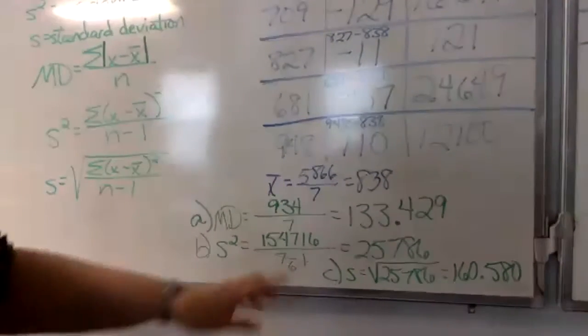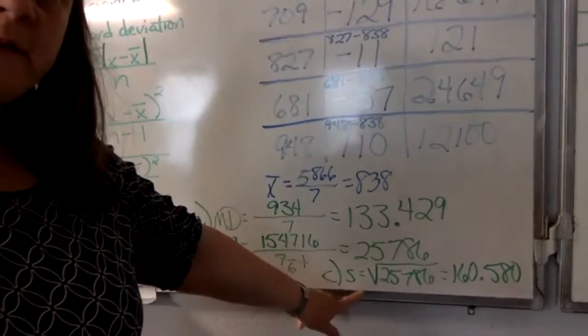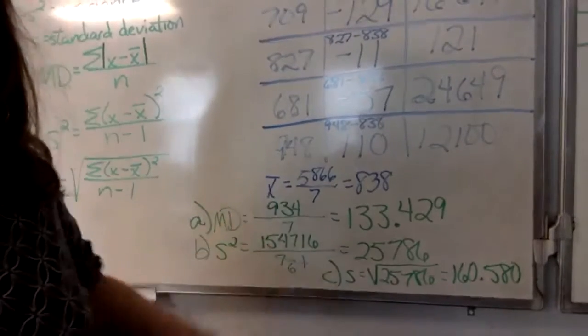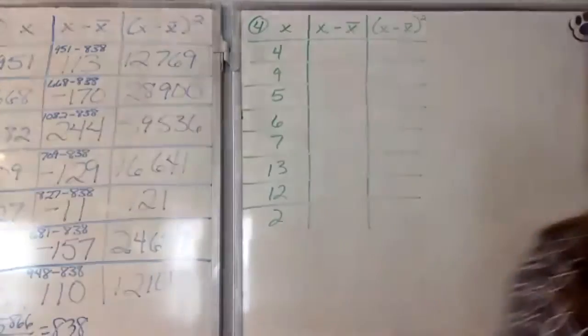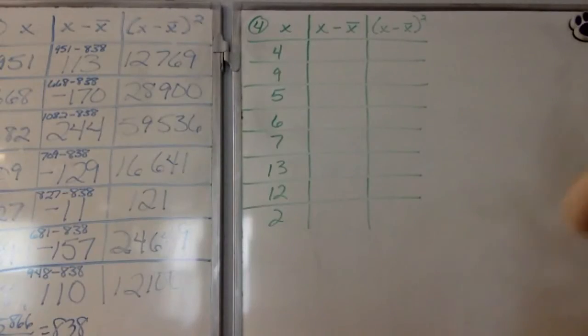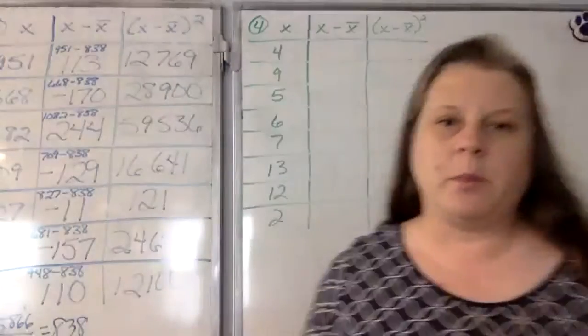So everybody's got your mean deviation, your variance, and your standard deviation down for number 1? Yes, ma'am. All right. So let's go over here and work at this table. Now, like I said, this one will be a little bit better because we don't have near as big numbers.